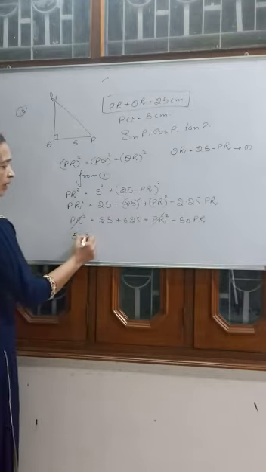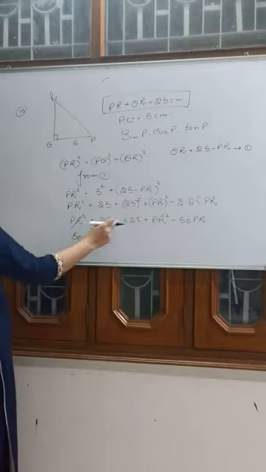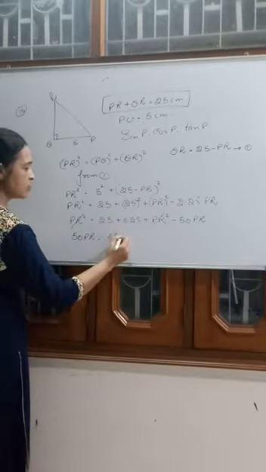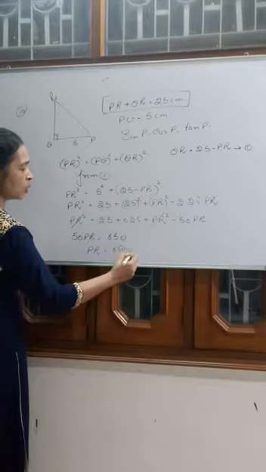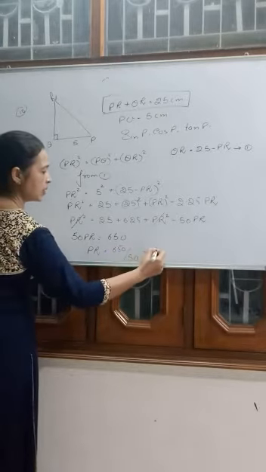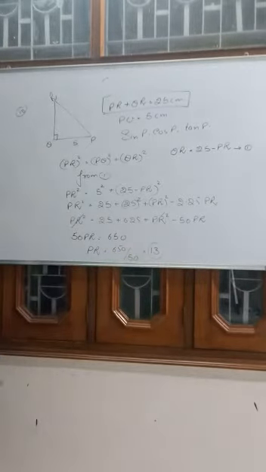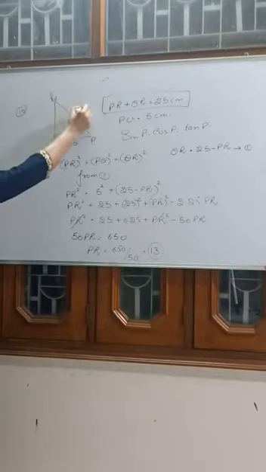Take 50 PR here on the left side. 25 plus 625, 650. What will be the value of PR? PR is 650 upon 50. That is 13. Clear? We have got PR as 13.